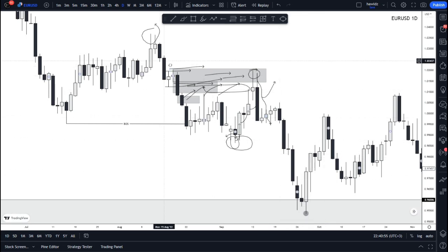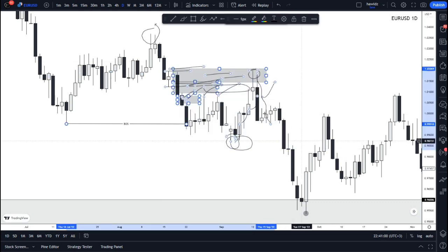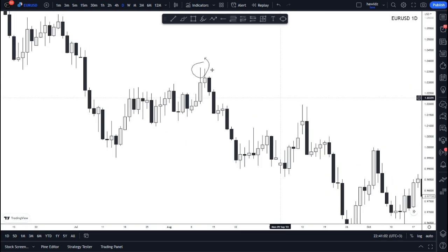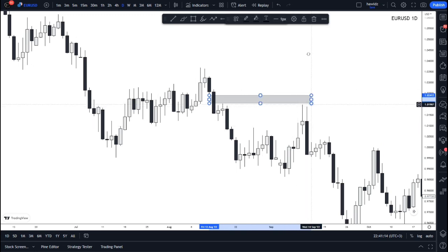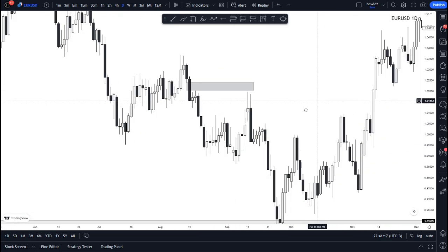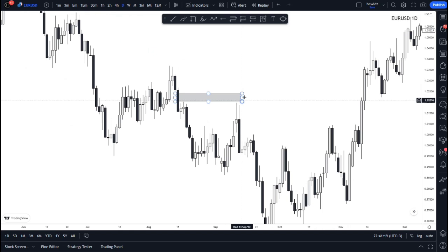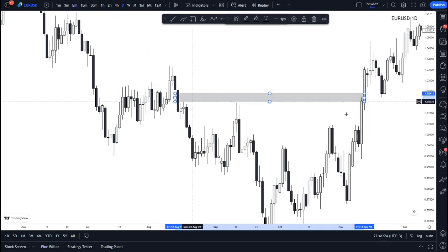Now, as I said before, not all imbalances will be mitigated instantly, and others will be mitigated in the future. So as you can see in this area right here, we also had imbalances here, but this imbalance here, price comes up, never mitigates it, and then leaves. But at a point in the future, price comes up to this area right there. That's the mitigation of this imbalance at a future time.